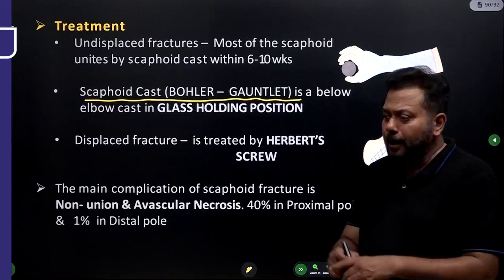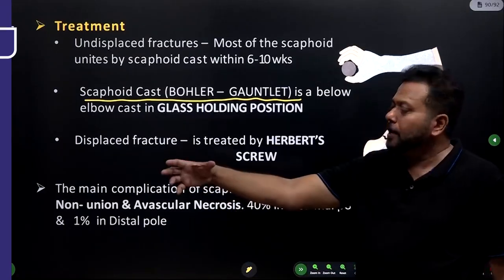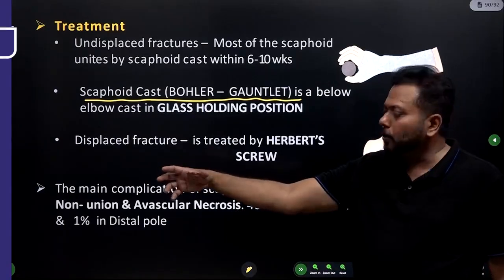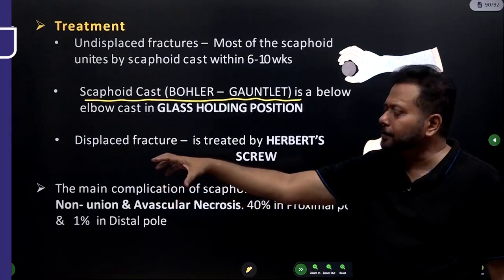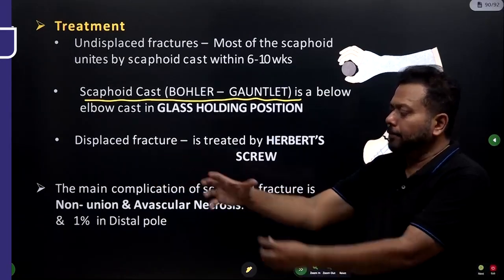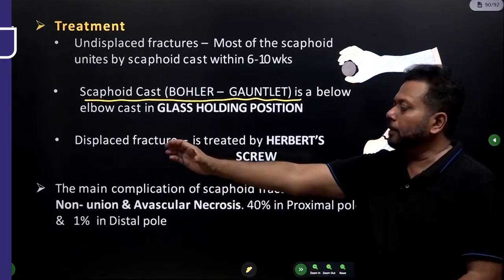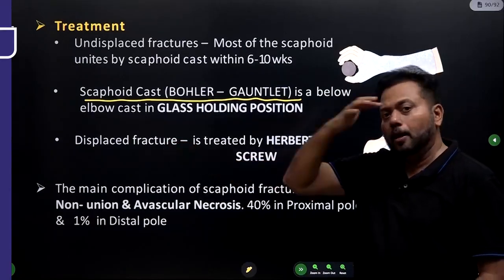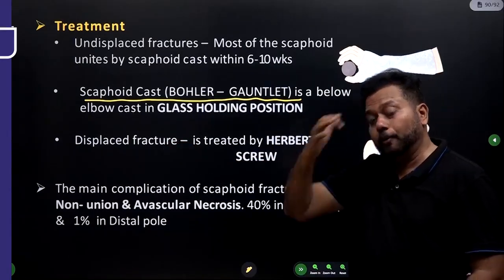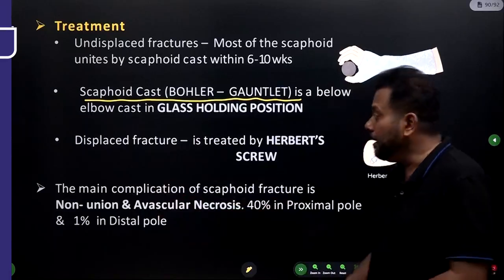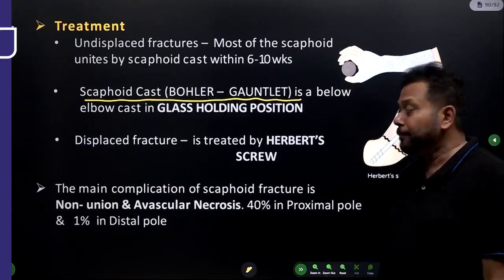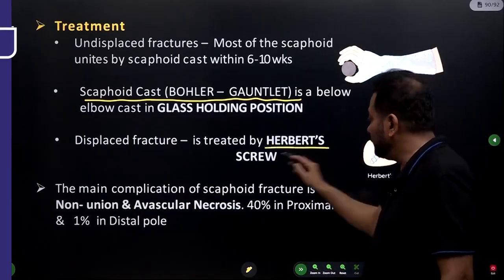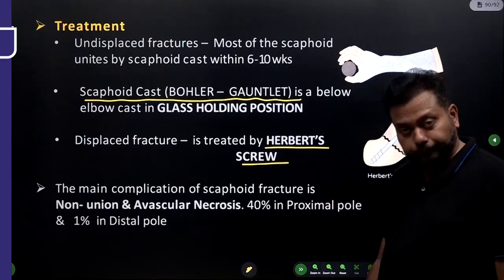What is that cast? It's a below elbow POP cast in tumbler holding or glass holding position. Like this, as if you are holding a tumbler, holding a glass. This is called Bowler gauntlet cast, below elbow POP cast in glass holding position. Right, displaced scaphoid fracture is treated by Herbert screw.